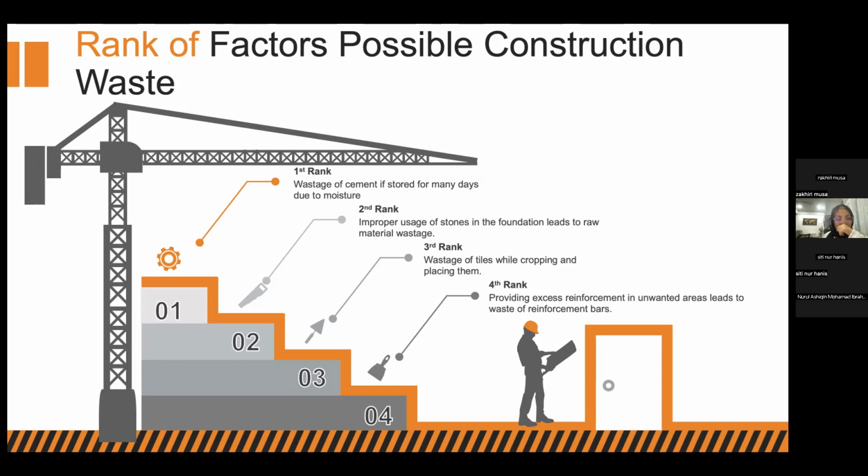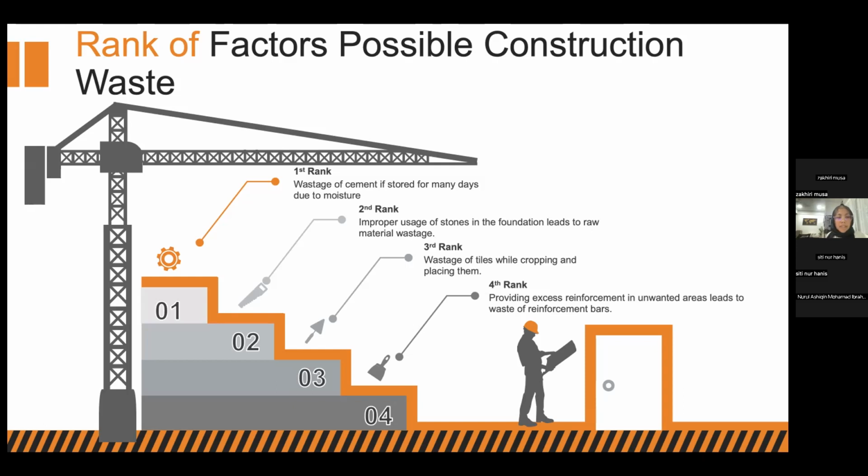Middle East. From the analysis, they rank the factors of possible construction waste from the lowest to the top. From their research, number 4 possible construction waste is providing access reinforcement in unwanted areas, which leads to waste of reinforcement bar. Number 3 is wastage of the tiles while cropping and placing them. Number 2 is improper usage of stone in the foundation, which leads to raw material wastage. And number 1 from the 4 countries is wastage of cement if it's stored for many days due to moisture.